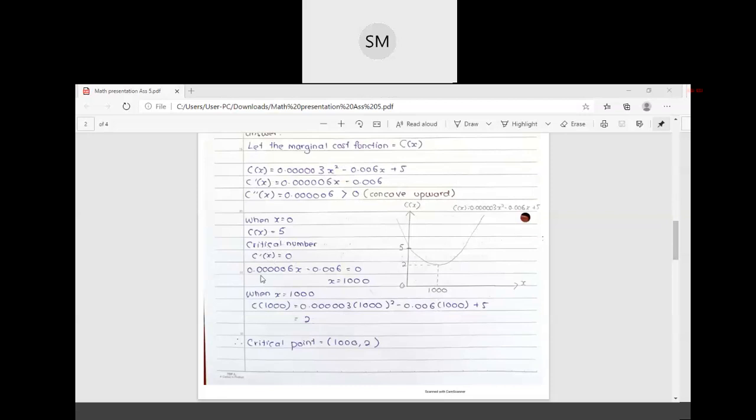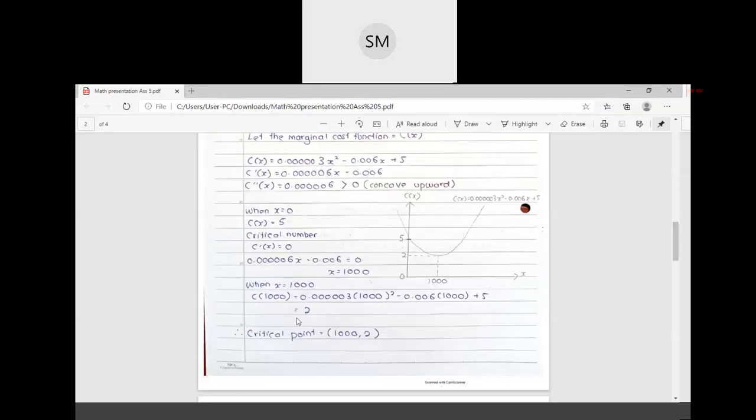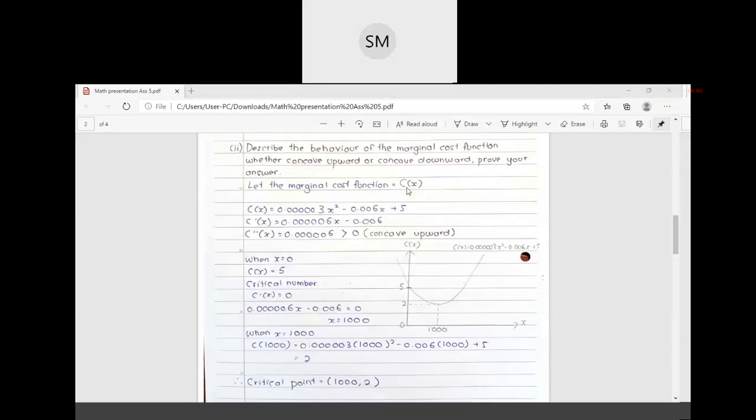So to find the critical number, we take the first derivative function, which is this, equal to 0. After solving this, we get x is equal to 1000. So now we are going to substitute 1000 into the marginal function, this one. After substituting it, we get 2. So we know the critical point over here is (1000, 2).